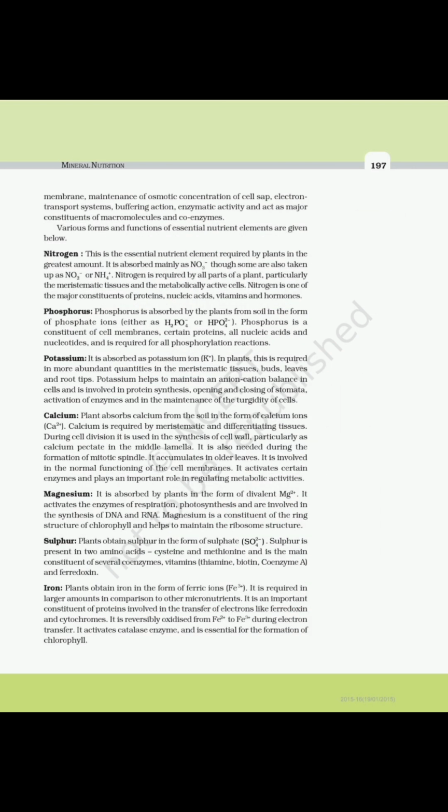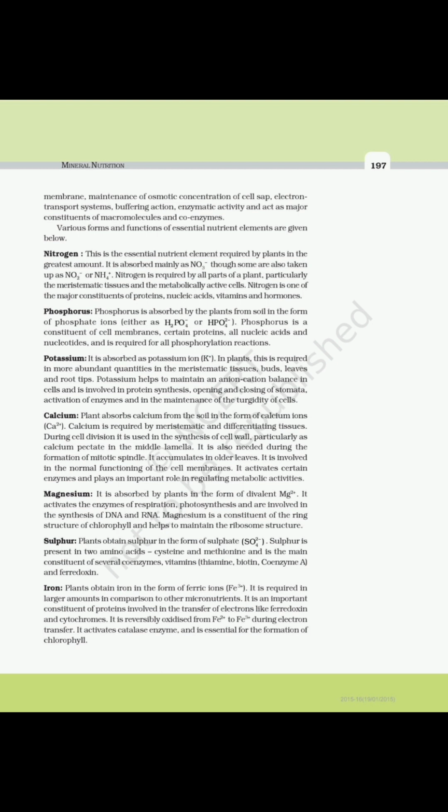Essential elements perform several functions. They participate in various metabolic processes in the plant cells such as permeability of cell membrane, maintenance of osmotic concentration of cell sap, electron transport systems, buffering action, enzymatic activity, and act as major constituents of macromolecules and coenzymes. Various forms and functions of mineral elements are given below.